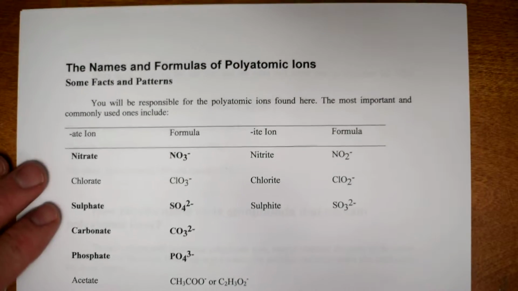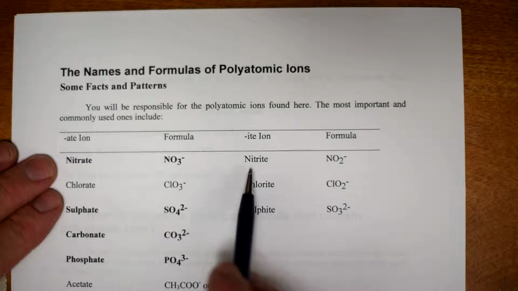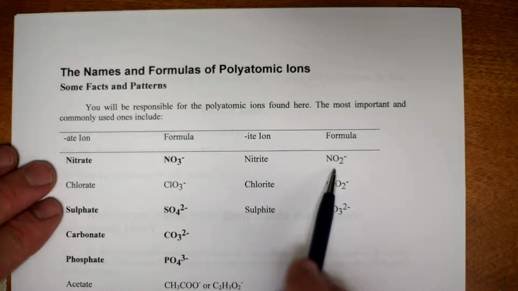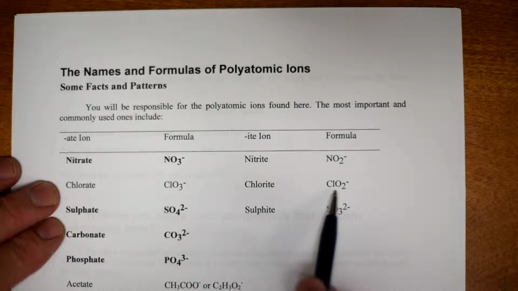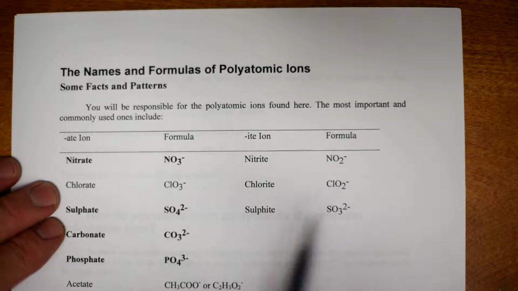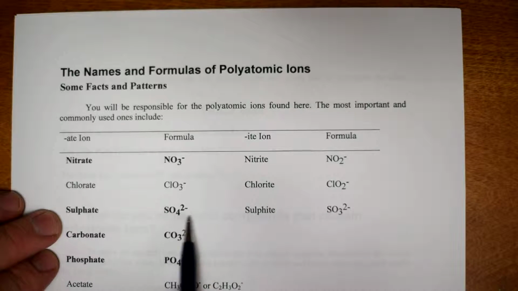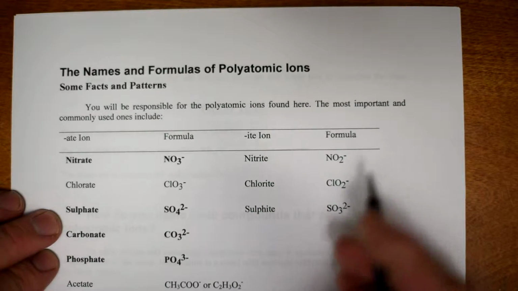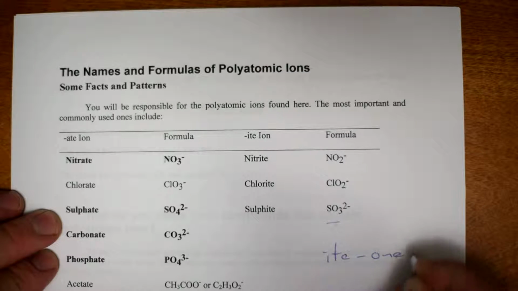Okay. Now, if we look very closely, nitrate is NO3 minus, and nitrite is NO2 minus. Is that a pattern? Well, let's look at chlorate, ClO3 minus, and chlorite is ClO2 minus. So one less oxygen. We'll try it one more time. Sulfate is SO4 2 minus, sulfite is SO3 2 minus. So it looks like we've got a pattern here. The "ite" is one less oxygen. And you can take that one to the bank.